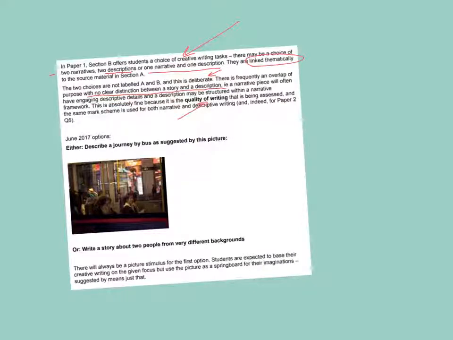And look, it says there the quality of writing is being assessed, and it's the same mark scheme. So there's quite a lot of freedom in terms of what you're writing about. Interestingly as well is this bit at the bottom. It says there will always be a picture stimulus for the first option. So take it that if you're somebody who needs a picture to go off, you will always get a picture. You're expected to base your creative writing on the given focus, but use the picture as a springboard for your imagination. So actually, it's the idea of suggested by. You can get away with quite a lot.